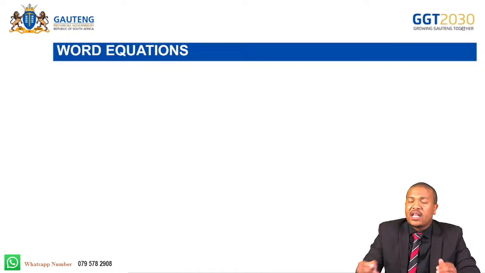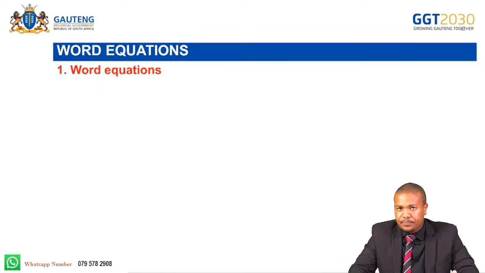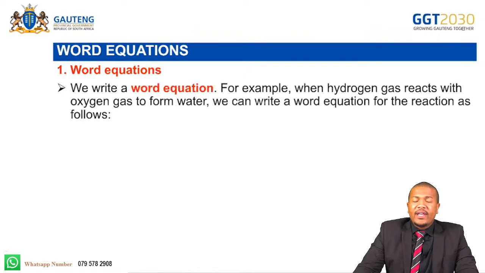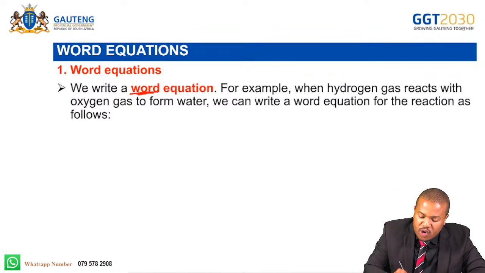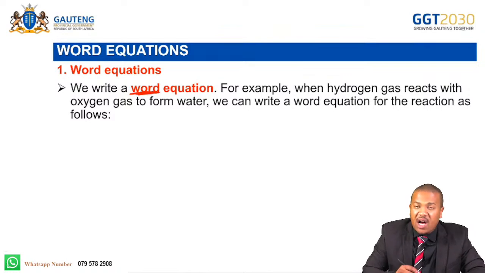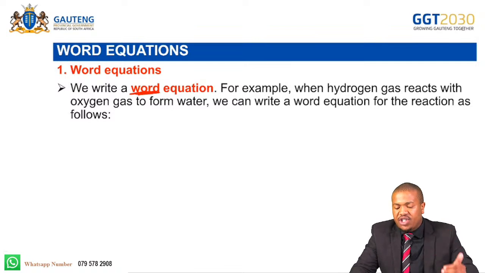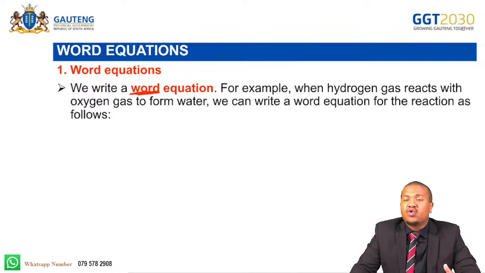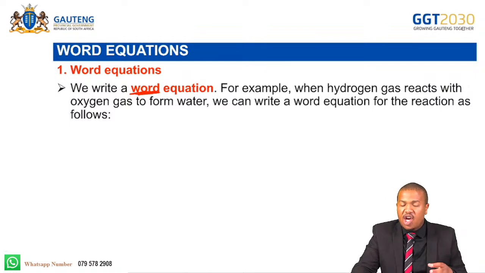Let's talk firstly about word equations. How can we use these words? As the word says, we write a word equation, we use words to formulate our equation. So for example, when hydrogen gas reacts with oxygen to form water, we can also write a word equation to express that chemical reaction.